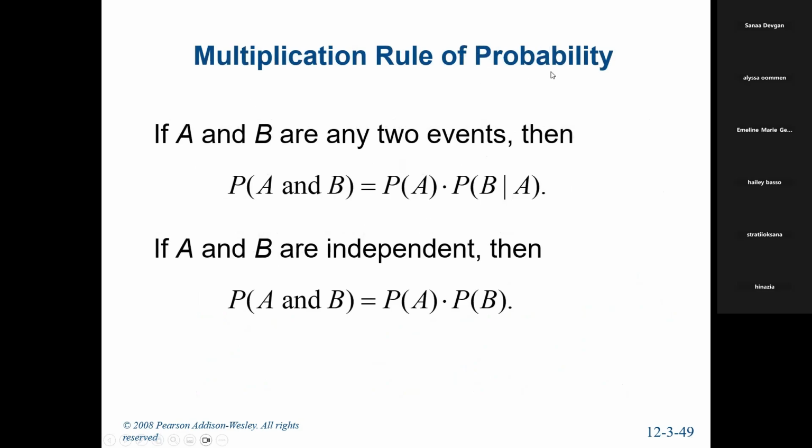Multiplication rule of probability. If A and B are any two events, then P of A and B equals P of A times P of B given A. If A and B are independent, then P of A and B is equal to P of A times P of B.